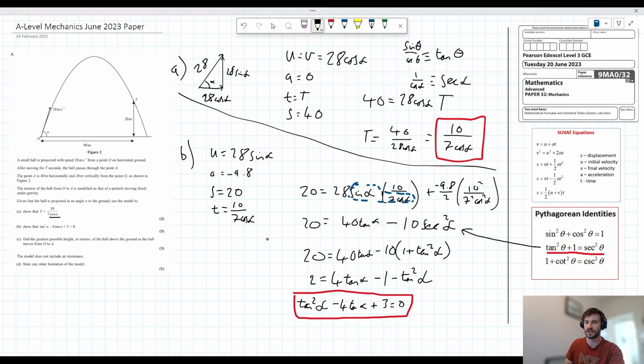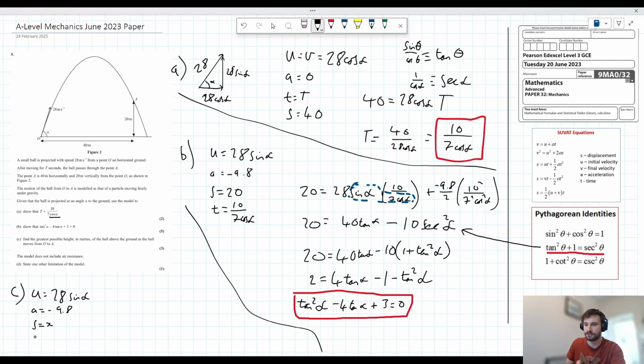Okay. Let's move on to part C then. Here we're being asked to determine the greatest possible height in meters of the ball above the ground as the ball moves from O to A. So clearly here we want to consider the vertical motion of the ball. So we can kind of reuse this process that we used in the previous problem. Here we can say that u is equal to 28 sine alpha. We can say that the ball is accelerating downwards at 9.8 meters per second squared. s is what we're looking for.